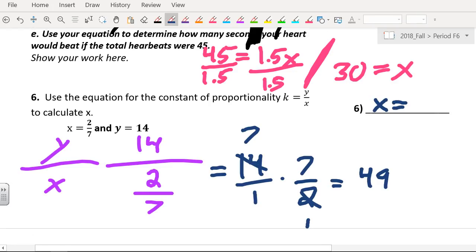x equals 49. Any questions? Actually, no, they're using, it says calculate. To calculate x. Oh, so no wonder. I was looking at that. That's a typo. This is supposed to say to calculate k.